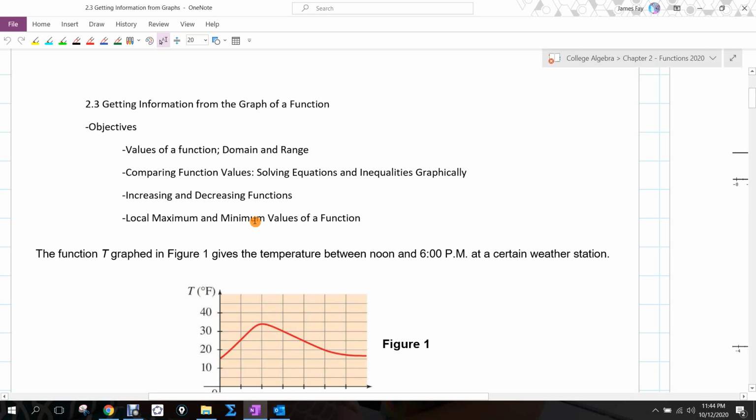Okay, so we're going to be talking about domains and ranges again. We'll be talking about evaluating functions, comparing function values, solving equations and inequalities graphically. We'll be talking about adding, subtracting, multiplying, dividing functions using graphical approaches. We'll talk about increasing and decreasing functions, what that means to us, and then local and global maximums and minimums of a function.